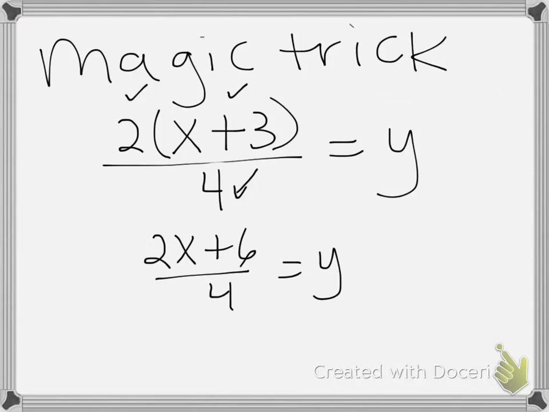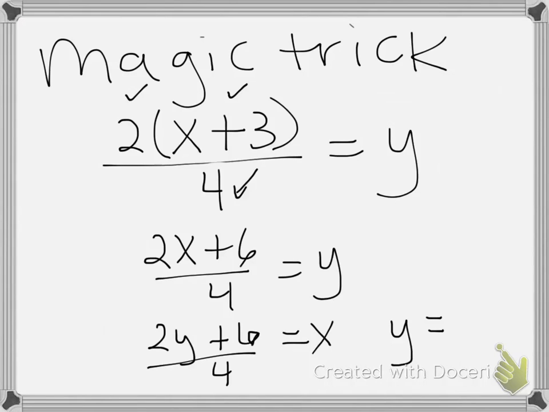So if I take this and I switch the y with the x and resolve it for y, then that's how I figured out your answer. So this equation ended up to be (4x minus 6) divided by 2.